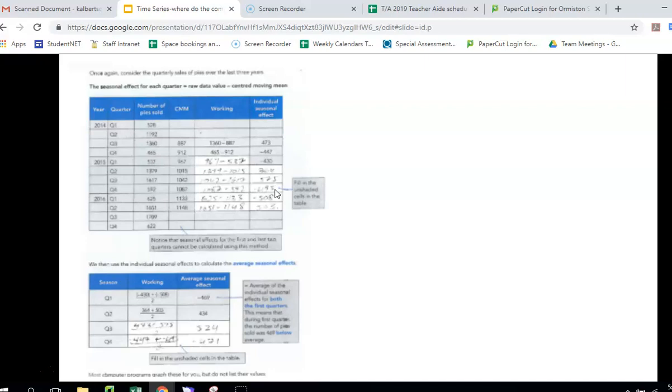Now, what you do is these are called individual seasonal effects. And what you do is you take as many as you can and you average them. Here, we've only got two quarter fours, so we can only average two quarter fours. But here they are, they're being averaged. And here is your average seasonal effect.